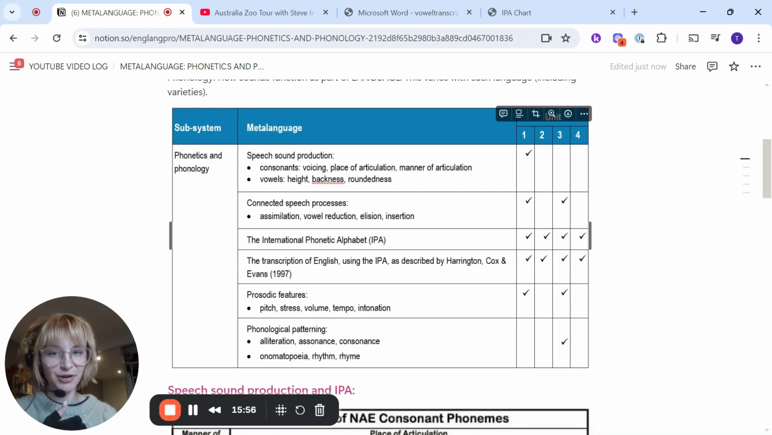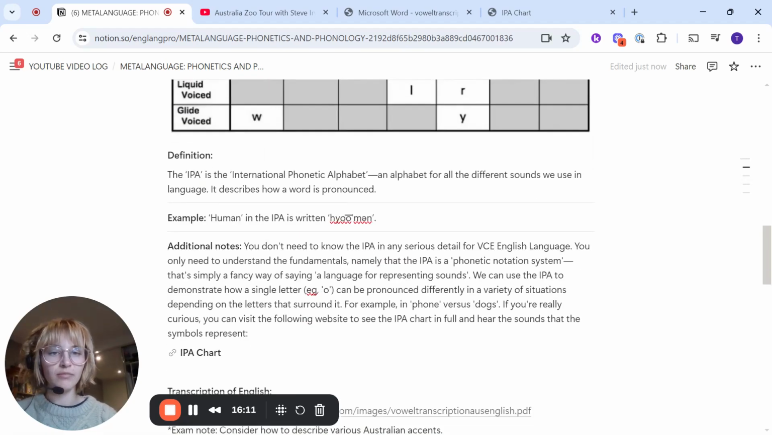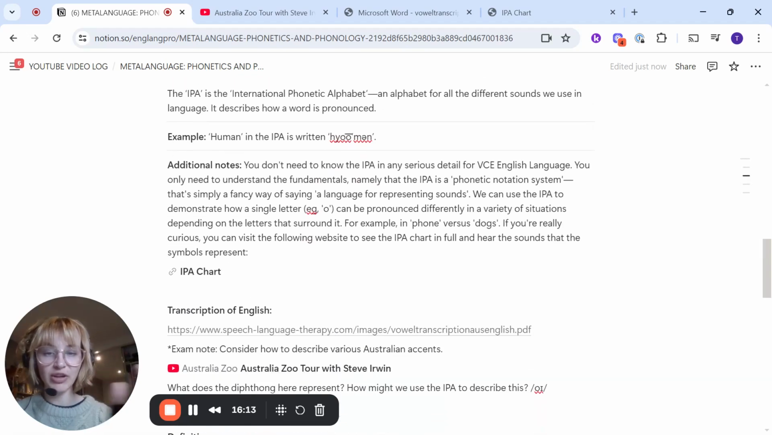However, connected speech processes, prosodic features, and phonological patterning, those are the ones worth knowing inside and out for year 12. IPA, you just need to know it exists, and you need to be able to recognize the transcription of spoken texts, but they give you a key at the top of every spoken text in the exam anyway.